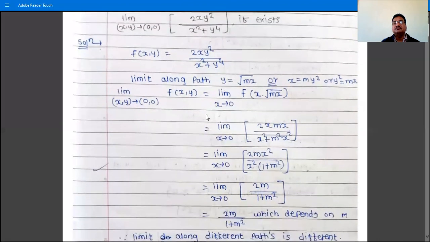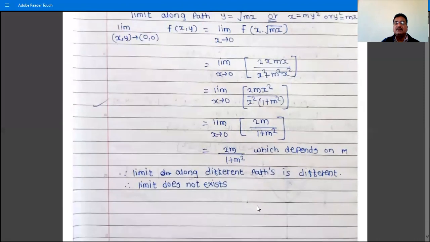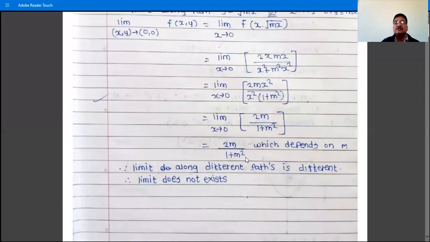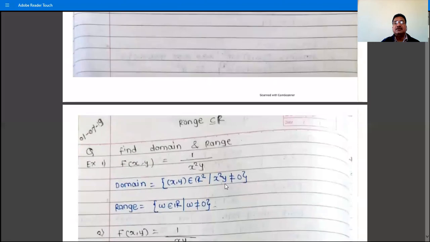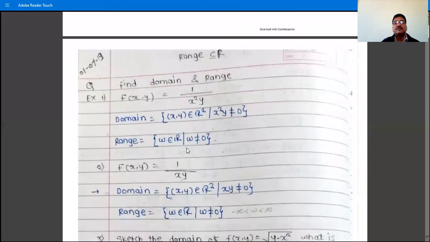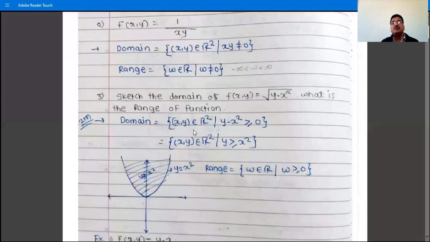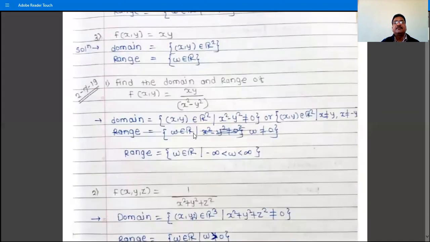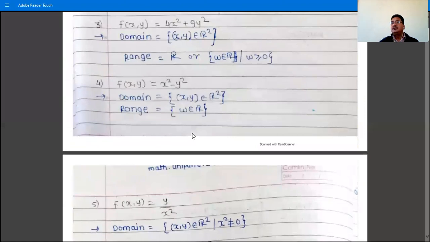That means substitute: if we take y is equal to root mx, then substitute root mx. This is the limit along the path y is equal to root mx, that depends on m, and therefore the limit along different paths is different, and therefore the limit does not exist. So this is the method to show the limit does not exist. These are the problems of range, but we will see that after completion of this topic.